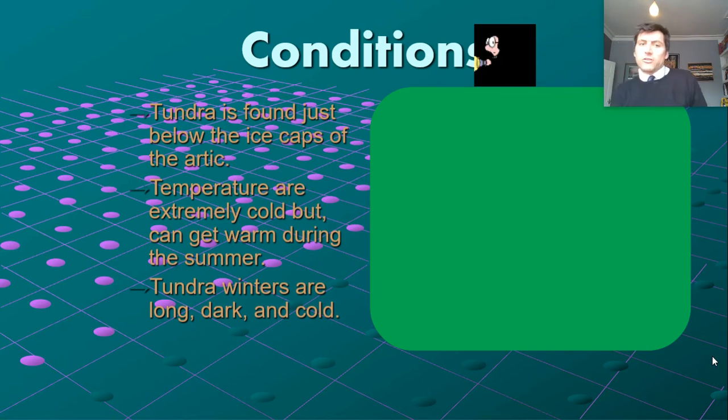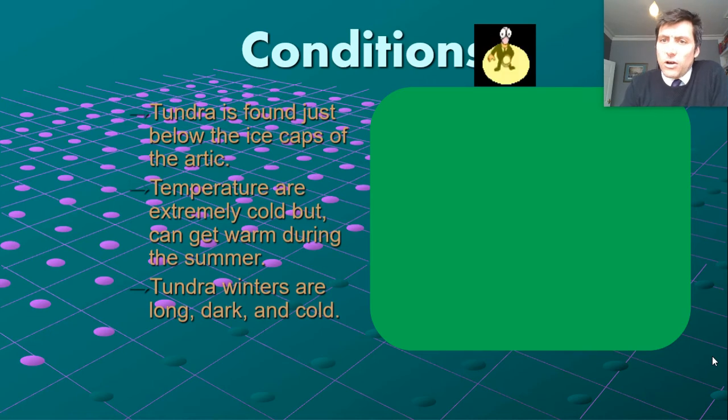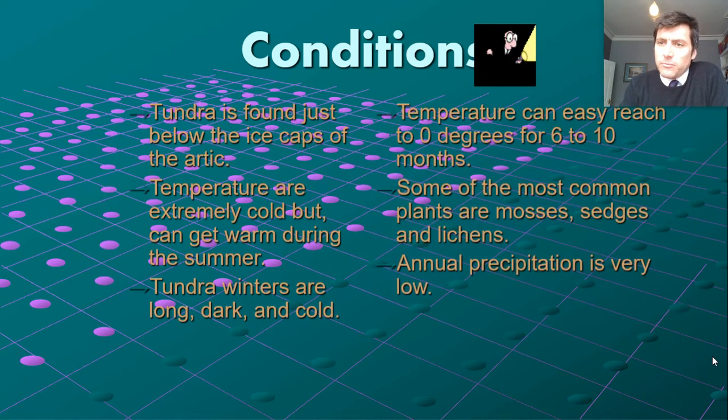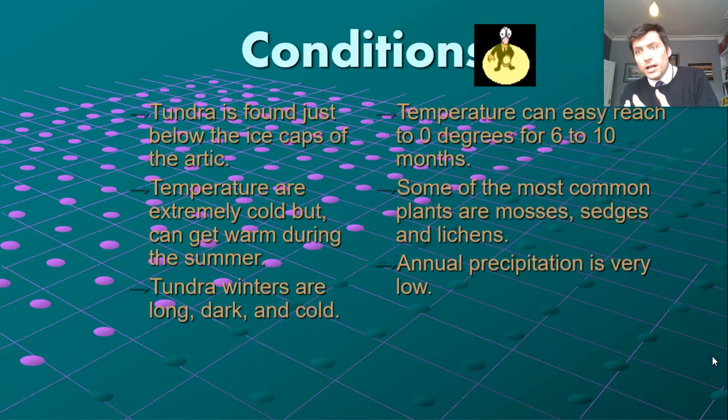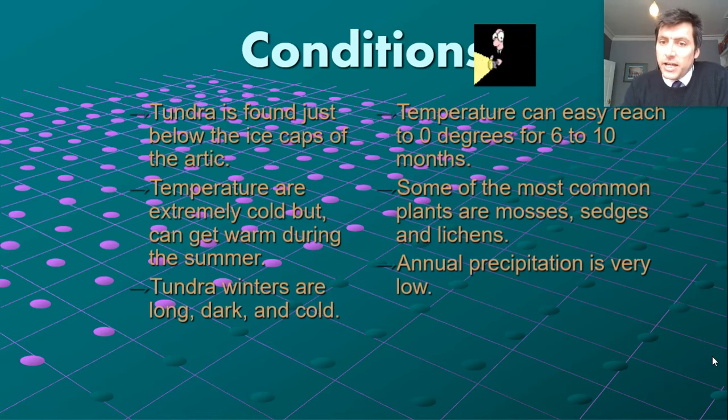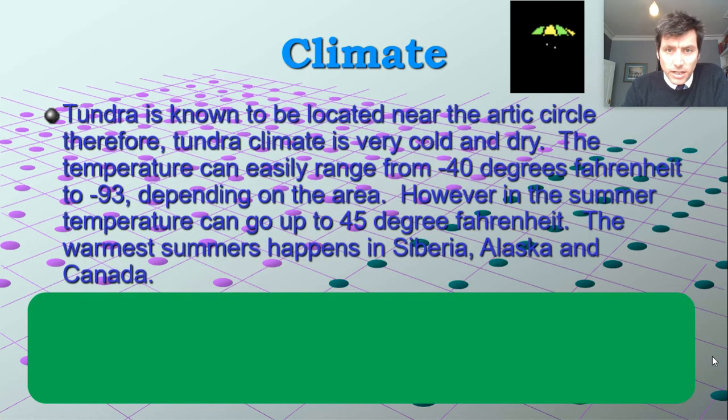Tundras are found below the ice caps of the Arctic. Okay, extremely cold, and the winters are really long and dark. Okay, it's 0 or lower for more than 6 months of the year. Sometimes that's 10 months of the year, which means there's only 2 months of the year where it's above freezing. So some of those organisms that we've looked at, microorganisms, will be growing there. So mosses, sedges, and lichens, and the rainfall, the precipitation, is very low. Near the Arctic Circle, therefore, really cold.